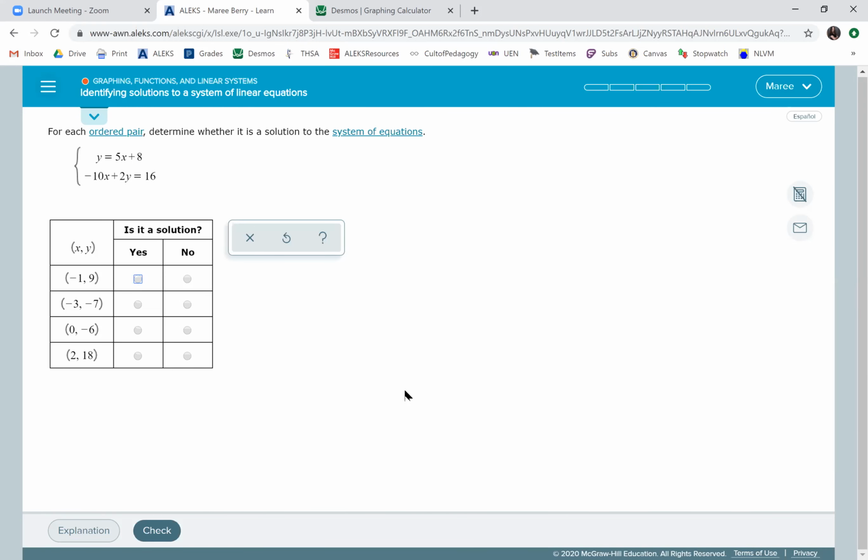So we're going to start with x is -1 and y equals 9. So we're going to plug into the first one. We have y, which is 9, equals 5 times -1 plus 8. 5 times -1 is -5 plus 8, which does not equal 9. It equals 3. So immediately we can just put no for that one, and we don't even have to try the second equation. Then we're going to try x is -3. We go to the next point, and y is -7.